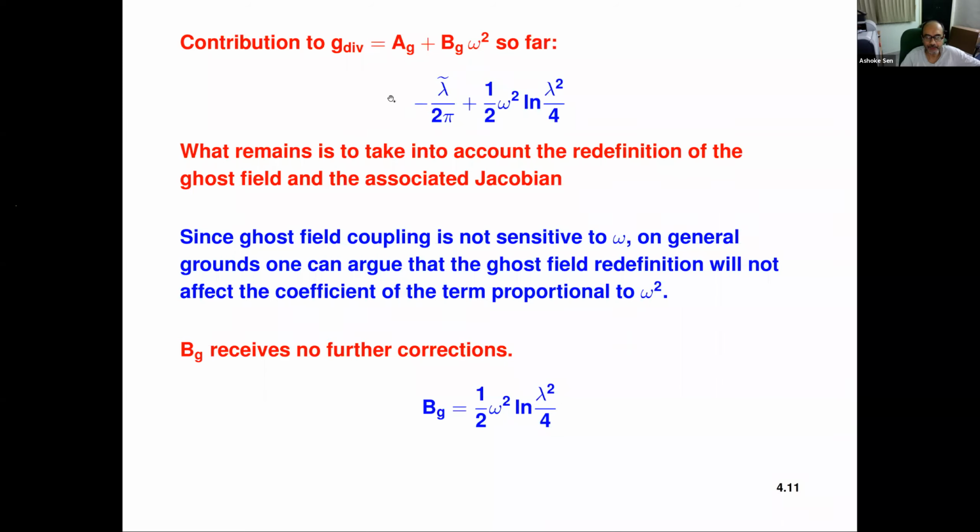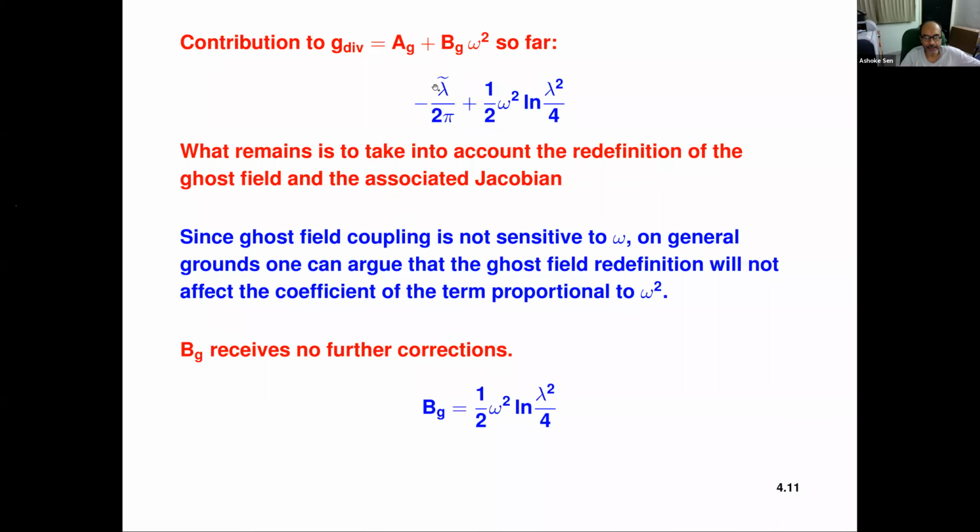AG will get further corrections. Of course, it has to get further corrections because we have argued that this is an observable. By comparing with the matrix model results, we can actually determine this AG if you look at the higher point functions. So it better be that this lambda tilde dependence goes away at the end.